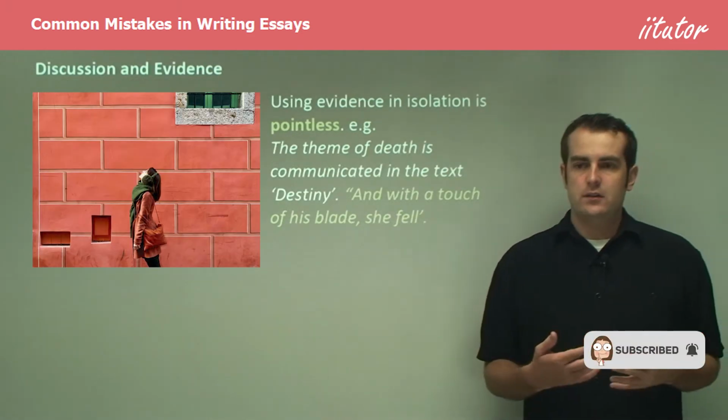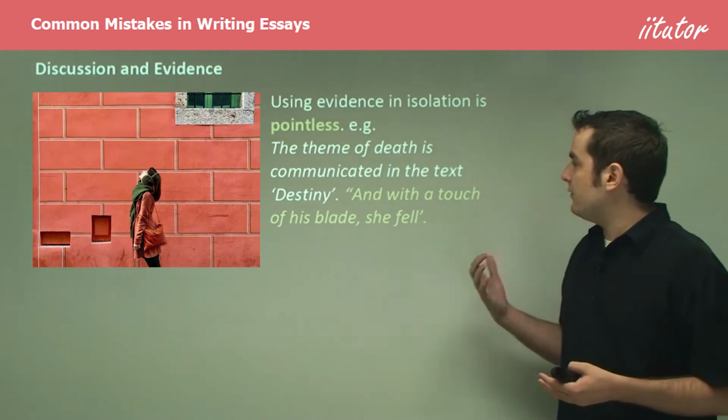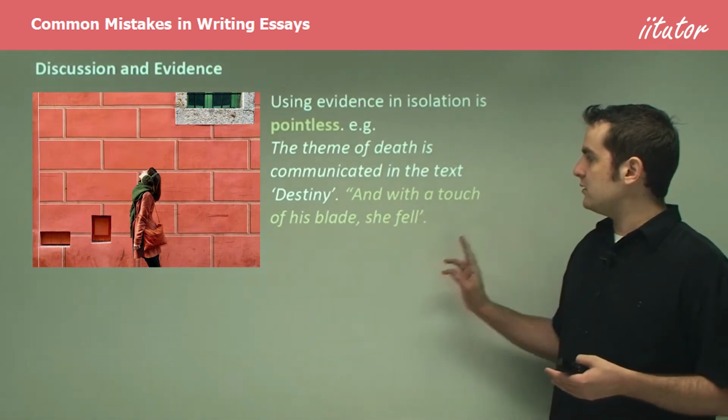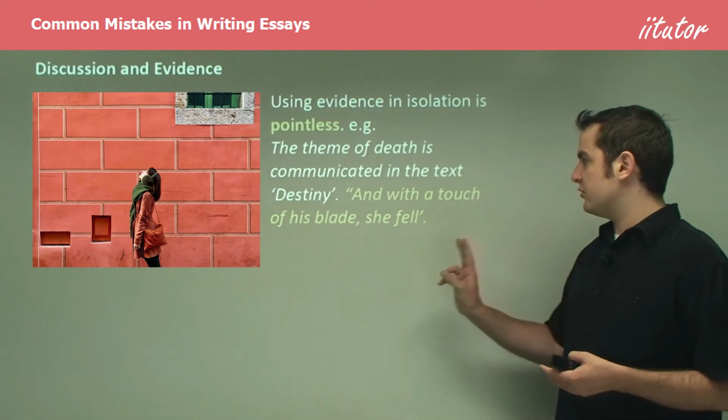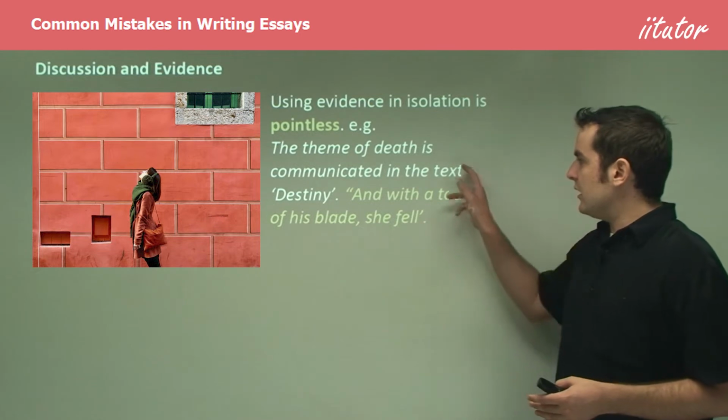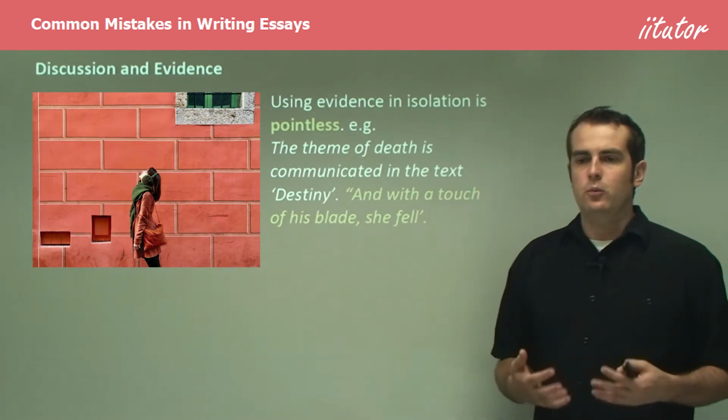Now, discussion and evidence. Using evidence in isolation is pointless. So, for example, "The theme of death is communicated in the text Destiny, and with a touch of his blade she fell." Now you think, well, that might make sense, but this is not connected to this in any sort of way.